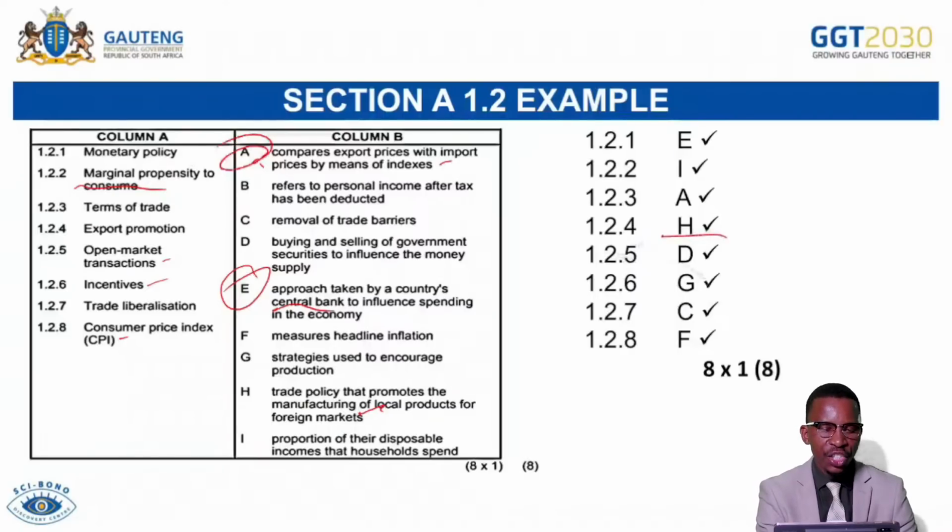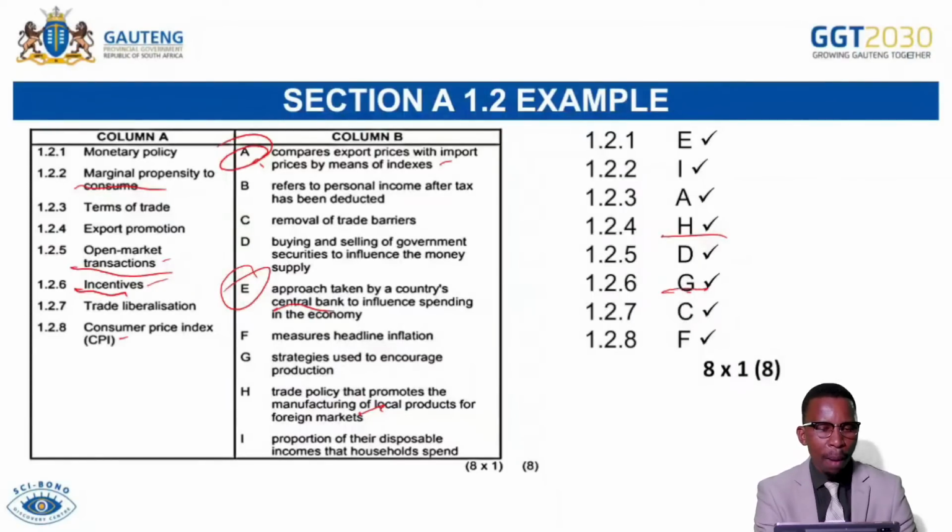And then 1.2.4, we have H. Let's check H. Trade policy that promote the manufacturing. So that is 1.2.4, which is export promotion. And then also 1.2.5, we say it's D. Let's check our D, buying and selling of bonds, open market transaction, they are correct. 1.2.6, we say is G. Let's check our G, strategies used to encourage production, those are incentives.